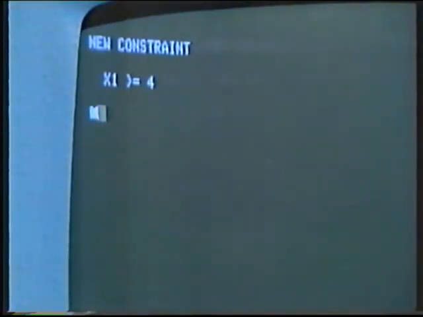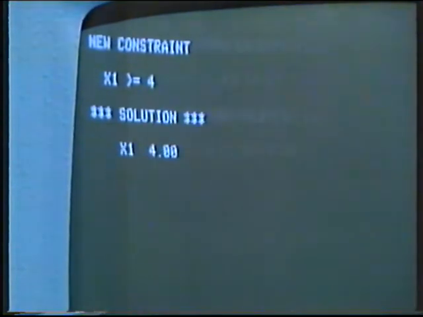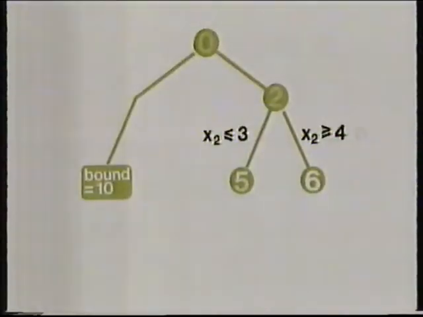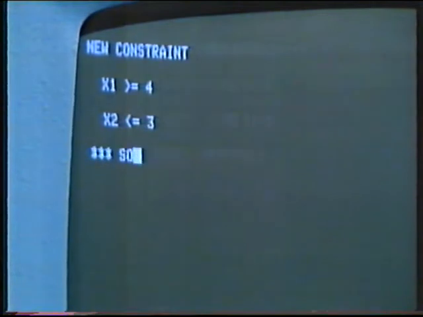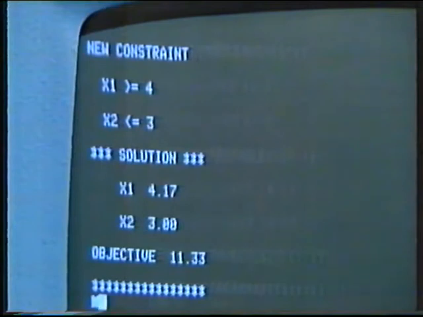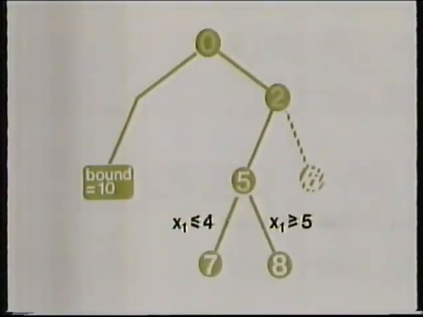Here's the new constraint, and here's the solution. Well, that's not an integer solution. x2 has a fractional part. So we have to branch on x2. We have two problems. We store one, and we solve the other. Let's solve it. Well, x2 is integer, but you can see that x1 has ceased to be integer. We've got to branch again. We store problem 8, and we solve problem 7.